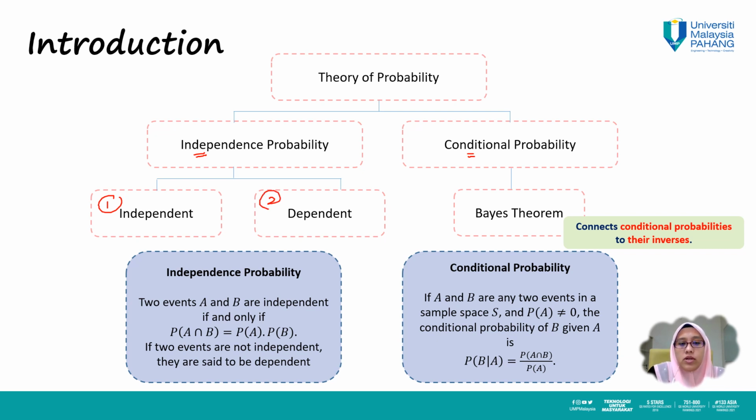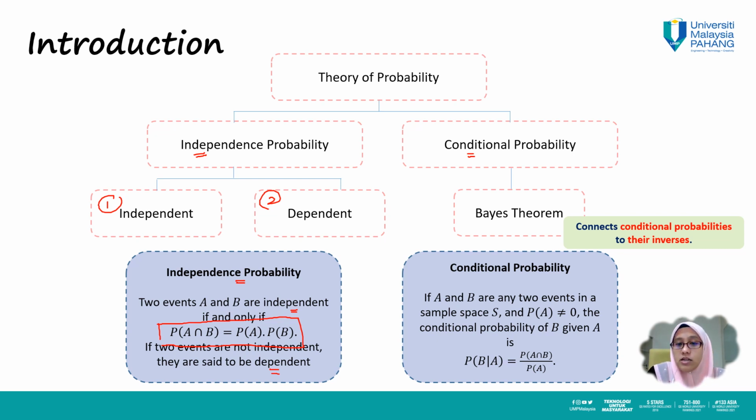For independent probability, two events A and B are independent if and only if we can show that probability of A intersect B is equal to the multiplication of P(A) times P(B). So we call it an independent probability. If the two events are not independent, then oppositely we call them dependent. So this is for independent probability.